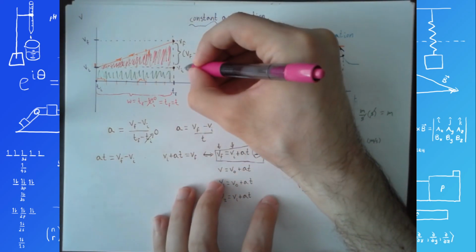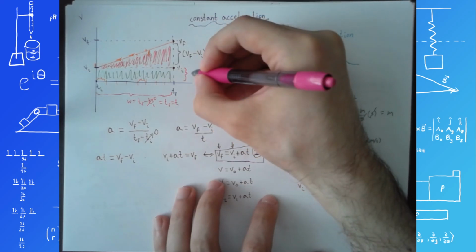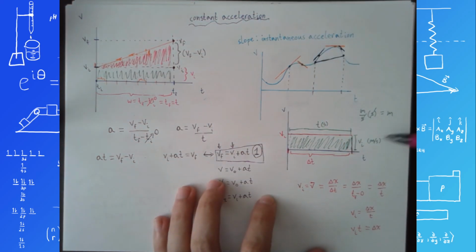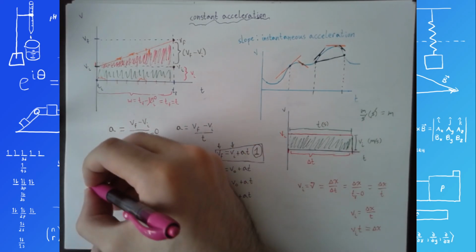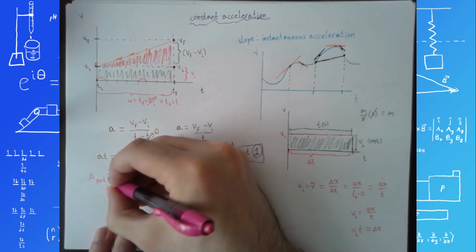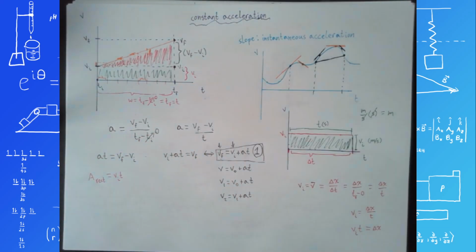And the height is v initial. Okay, this looks familiar. It's basically the same thing we got over here, v initial times t. So the area of the rectangle is equal to v initial times t.